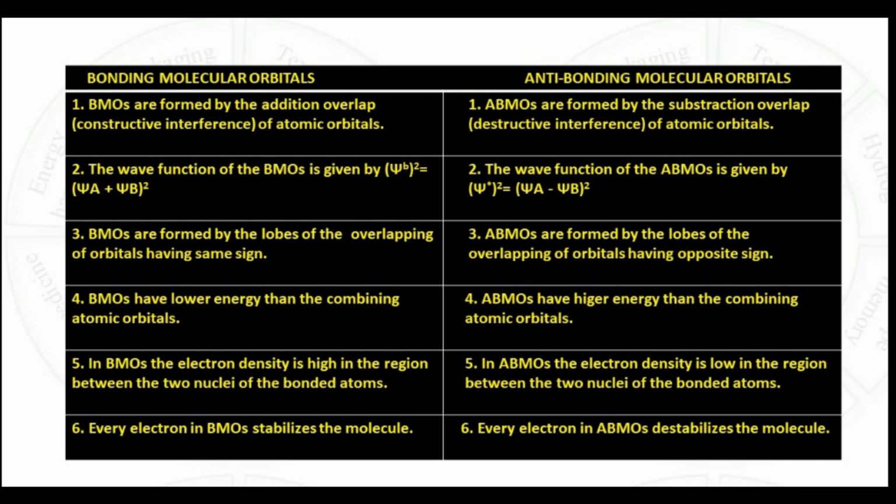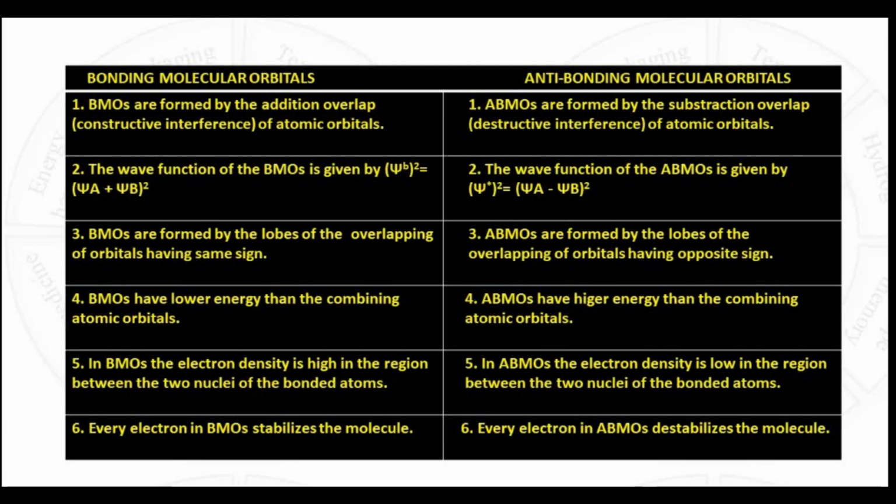Whenever you are deciding the stability of two atoms or ions, you can count the electrons in the bonding and anti-bonding molecular orbitals. The higher the number of electrons in the BMOs, the more stable the molecule; the higher the presence of electrons in the anti-bonding molecular orbitals, the more it destabilizes the molecule. So this is all about the linear combination of atomic orbitals, and in the next class I will explain the molecular orbital theory for diatomic molecules.